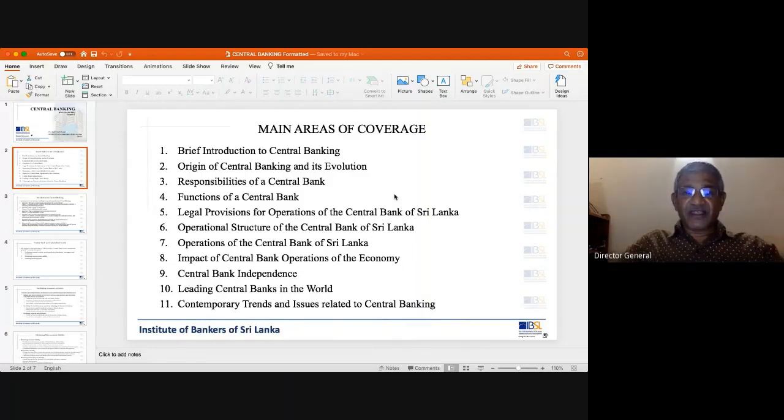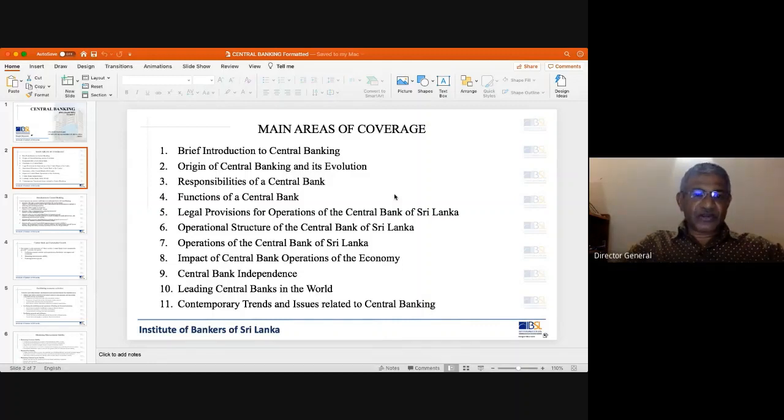But of course, depending on the country and that country's plans and policies, central banks could have some other responsibilities as well, in addition to the core central banking functions. That's why I'm going to touch on the common ones first and then go to the Central Bank of Sri Lanka per se, because that is the most relevant institution for us. That's why I have put responsibilities of a central bank and functions of a central bank.